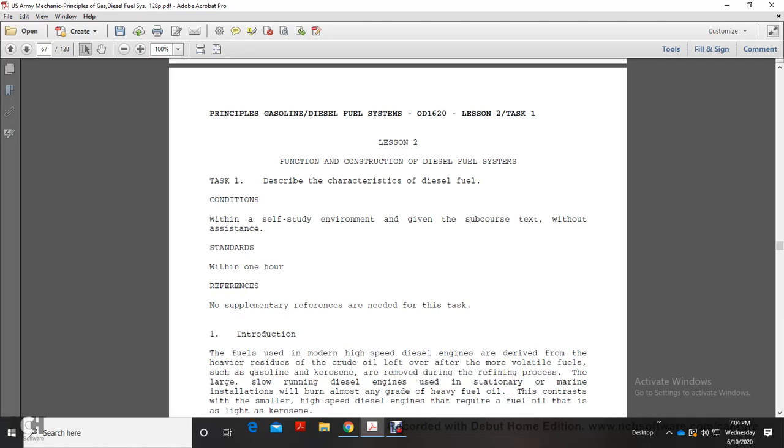All right, skip lesson one, task two, and moving on to lesson two, function construction, diesel fuel systems. Describe the characteristics of diesel fuel in a self-study environment, given the subcourse within the assistance. Within 1 hour, no supplementary references are needed for this task.